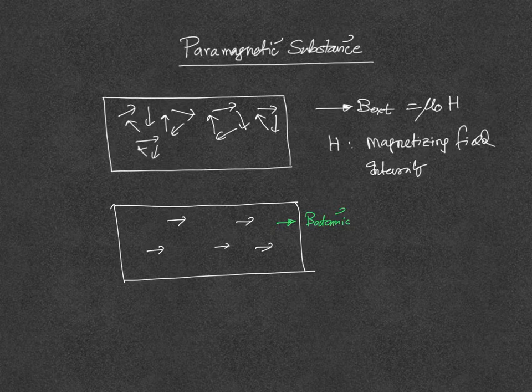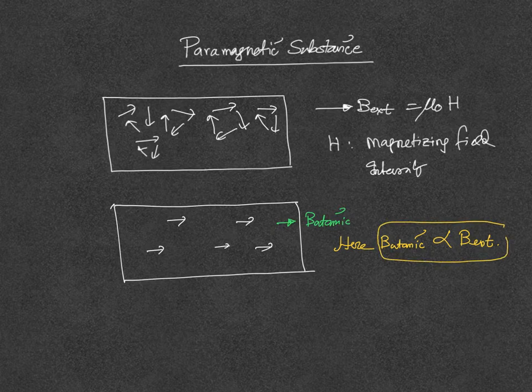Here in this case, what happens, this B atomic is proportional to B external. That means more B external, more of the atoms will obey the torque produced by B external and point in the direction of B external. So more B external, more will be B atomic. So B atomic is proportional to B external.